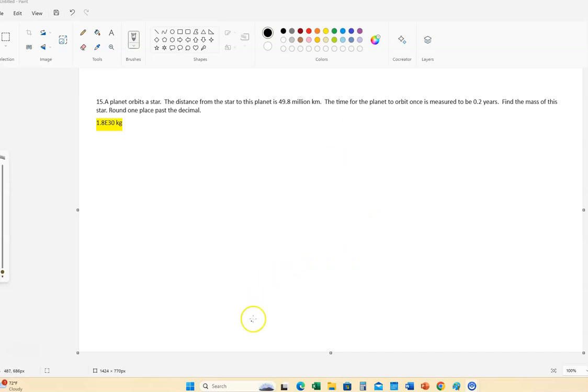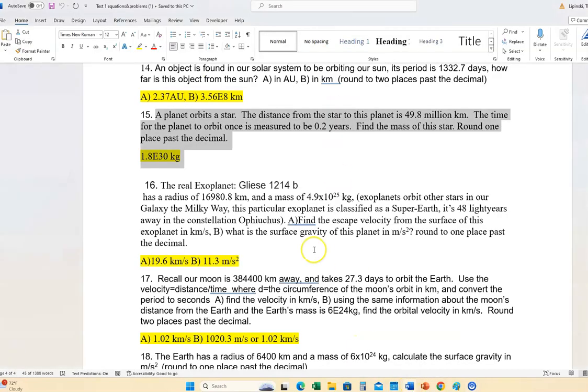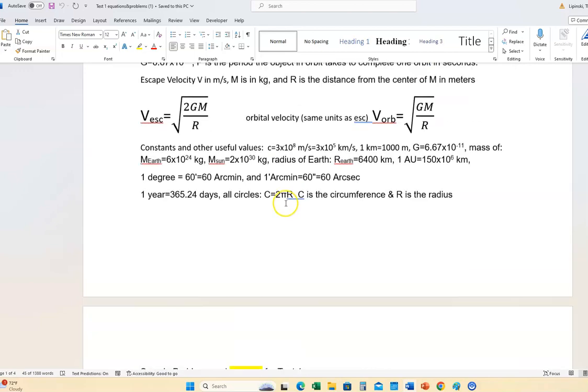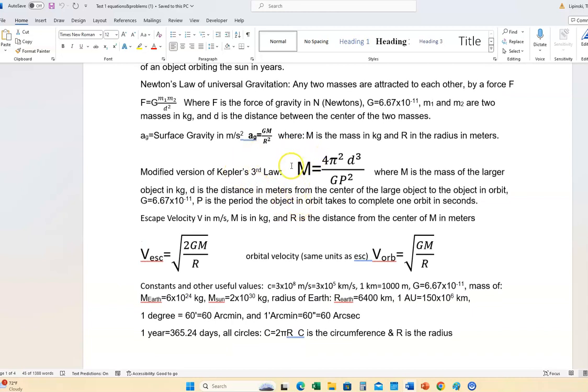So as soon as you hear find the mass of the star, you should be thinking, let's go back to our equation sheet. If you look at the equation sheet, which is right above where our sample problems are, there is the modified version of Kepler's third law. Anytime you're looking for mass, if the question asks about mass, this is the equation that you have to use. The mass is in kilograms, the distance has to be in meters, and the period has to be in seconds.